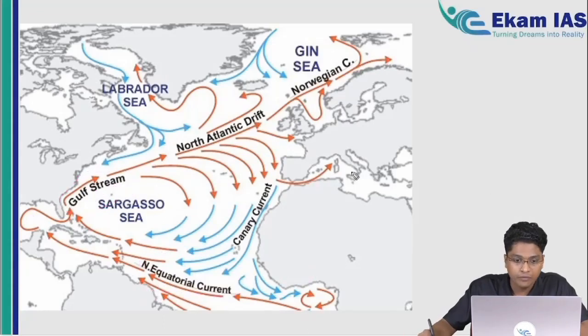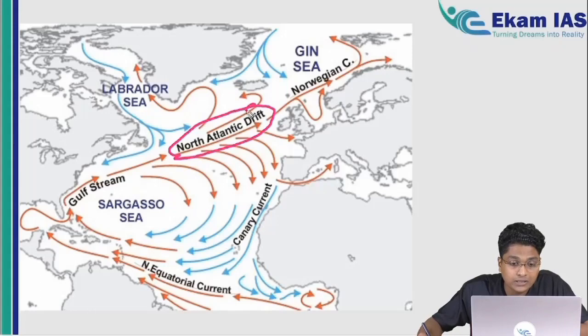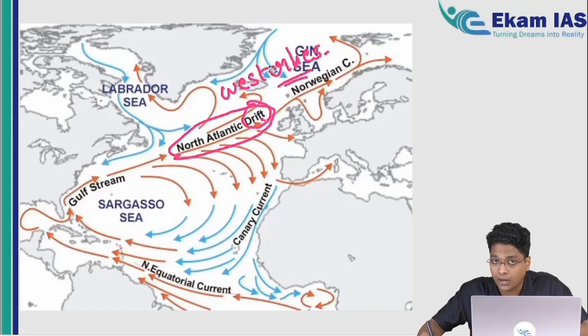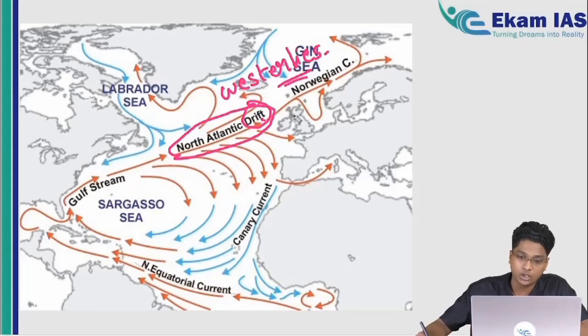Now beyond this, we have the North Atlantic Drift. Okay, so the North Atlantic Drift is transporting the warm water under the influence of westerly wind. This suffix word drift means that this current is mainly influenced by the wind. The wind in this region is westerly wind. So under the influence of westerly winds, the North Atlantic Drift is transporting the warm water towards Western Europe.